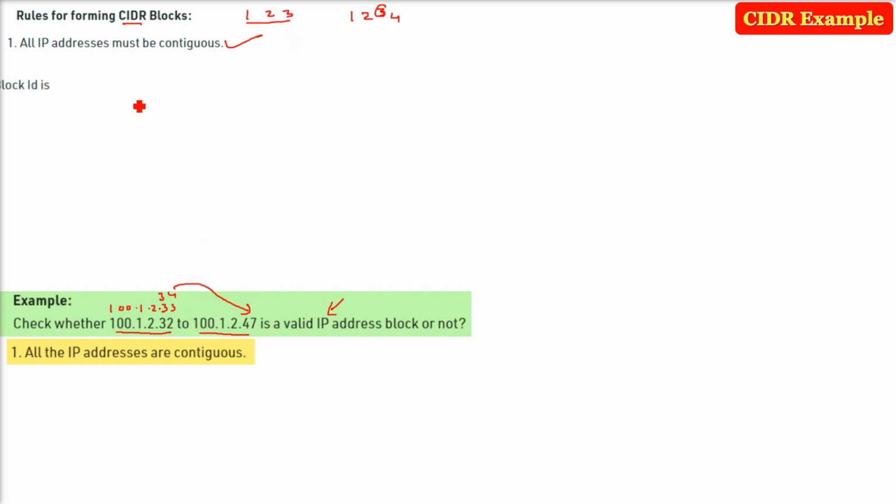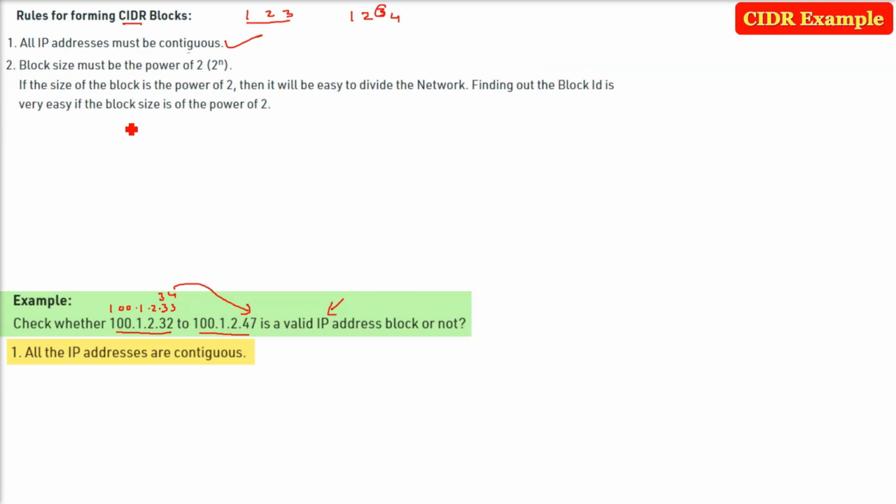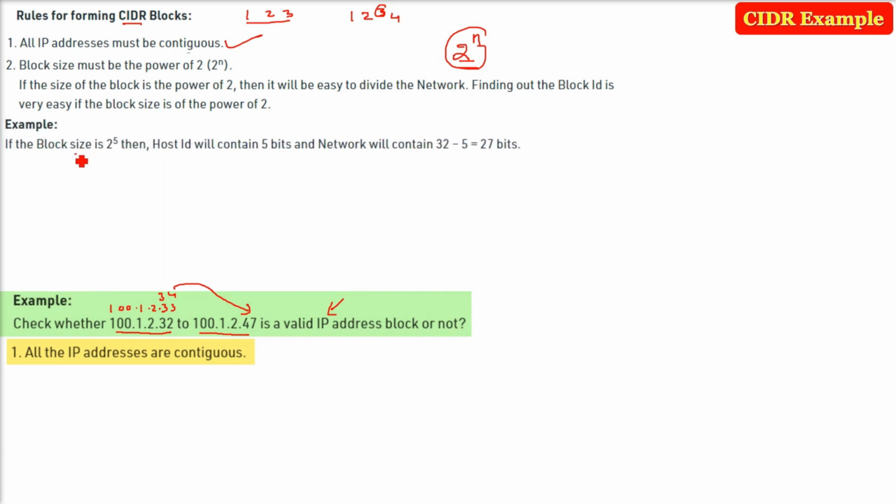Coming to the second rule. The second rule is the block size must be a power of 2. Now we'll ask why? Because if the size of the block is a power of 2, it will be quite easy to divide the network. We are dealing in computer science only with 2 to the power something. So finding out the block ID is quite easy.